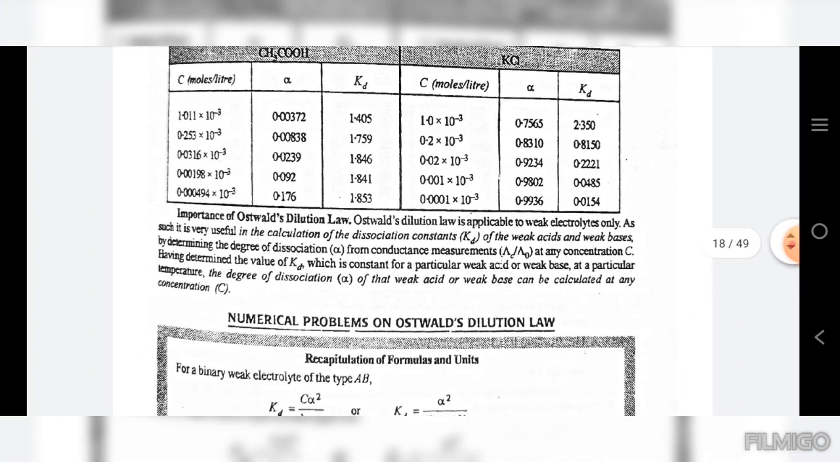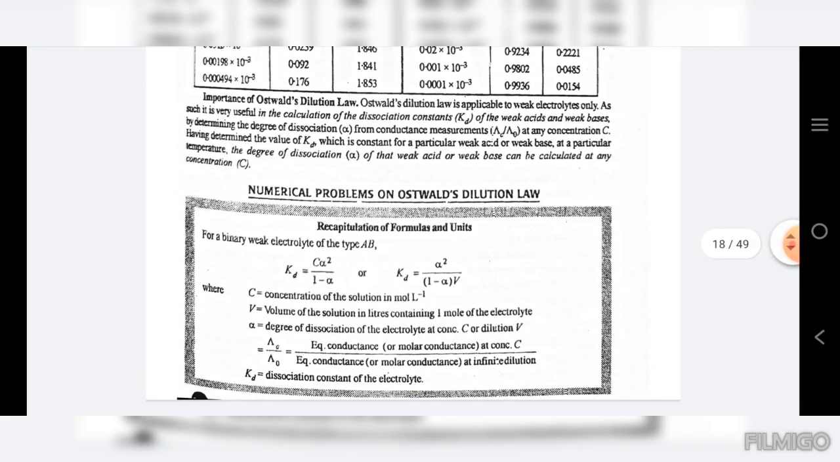Importance of Ostwald's dilution law. Ostwald's dilution law is applicable to weak electrolytes only. As such, it is very useful in the calculation of the dissociation constants Kd of weak acids and weak bases by determining the degree of dissociation from conductance measurements at any concentration C. Having determined the value of Kd, which is constant for a particular weak acid or weak base at a particular temperature, the degree of dissociation of the weak acid or weak base can be calculated at any concentration.